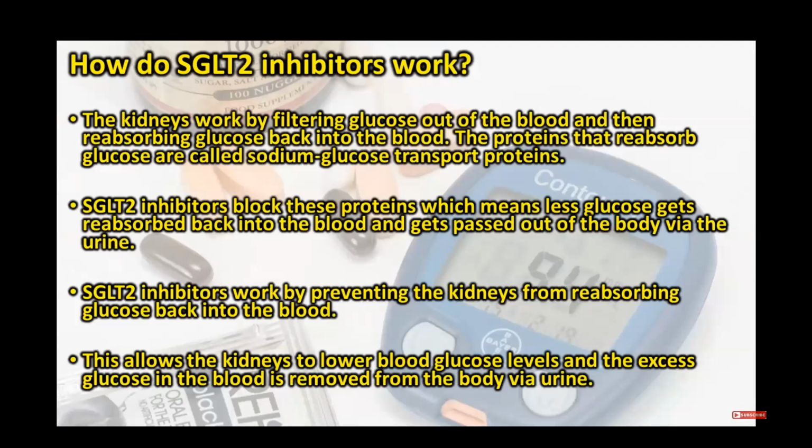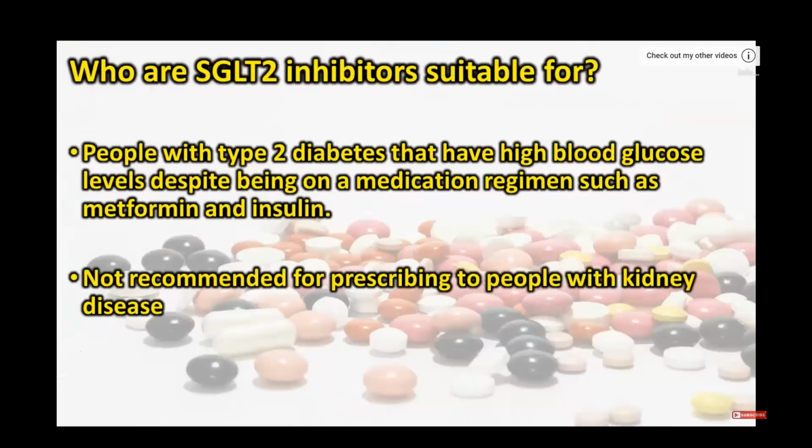The kidneys work by filtering glucose out of the blood and then reabsorbing glucose back into the blood. The proteins that reabsorb glucose are called sodium glucose transport proteins. SGLT2 inhibitors block these proteins, which means less glucose gets reabsorbed back into the blood and gets passed out of the body via the urine. Hence, SGLT2 inhibitors work by preventing the kidneys from reabsorbing glucose back into the blood. This allows the kidneys to lower blood glucose levels, and the excess glucose in the blood is removed from the body via urine.